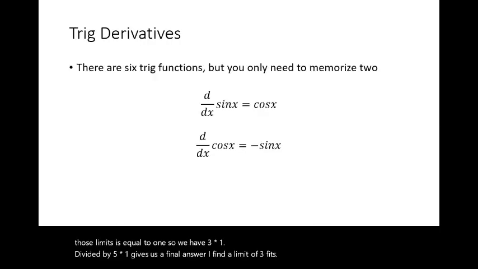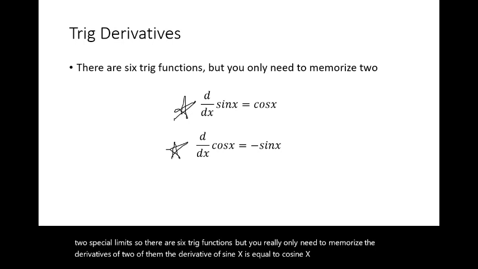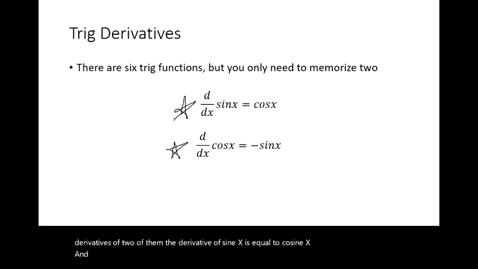Now you might be wondering what that has to do with the derivatives of trig functions. The reason why the derivatives of sine and cosine work out the way they do is because of those two special limits. There are 6 trig functions, but you really only need to memorize the derivatives of 2 of them. The derivative of sine x is equal to cosine x, and the derivative of cosine x is equal to negative sine x.